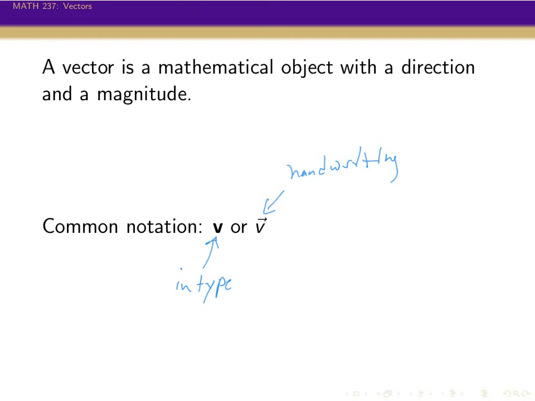So when doing handwriting, to denote a vector, we put a little arrow on top. So V with an arrow on top. Boldface V or V with an arrow, these both are going to mean the same thing. If I'm writing on the screen, I'm going to be using the V with the arrow notation. If I've typed it in, I'm going to be using the boldface V.